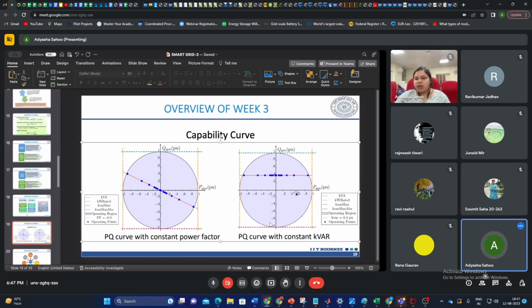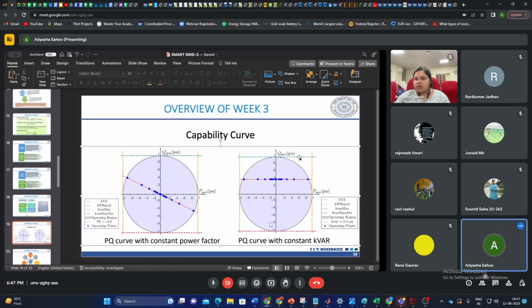Similarly, if I fix the generation to 0.6 per unit, then it will be a straight line parallel to the y-axis. So at each point, the P generated would be 0.6, but they will vary in the amount of Q. So this capability curve basically represents how much P and Q a battery can produce.